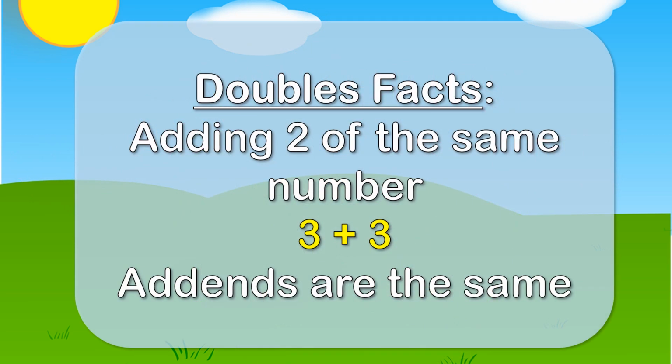When we think of doubles facts, we're talking about adding two of the same number. The add-ins are the same. Like in this example, 3 plus 3. Both add-ins are the number 3. So we're doubling the number 3. That's why it's called a doubles fact.